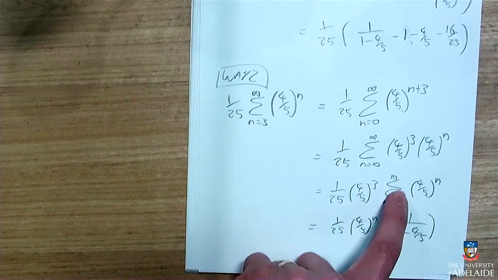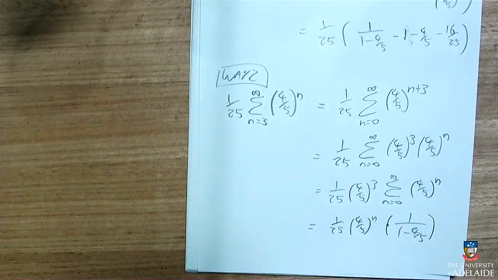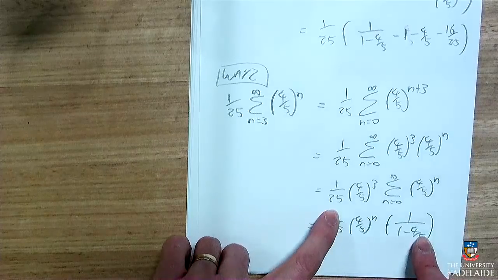So I can bring the cube out the front, and then this thing I can use my magical formula 1 over 1 minus x. So they're both perfectly good possibilities. I don't know if this was an exam, if they would want you to finally simplify that answer to an actual number. But this one's probably easier to simplify than that one.